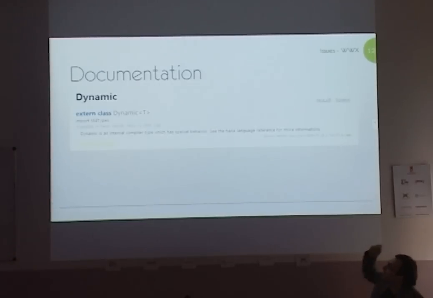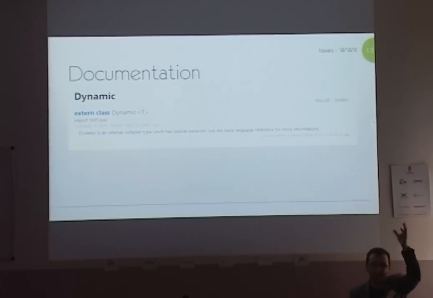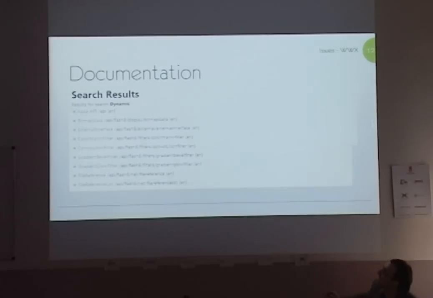Right, so the first thing was, they found dynamic somewhere in the code, and they asked, well, what is dynamic? They went to the API, looked at the documentation, and it says dynamic is a special behavior, and see the Haxe language reference for more information. So they looked at the top and searched for dynamic on the Haxe website. What they got was this.